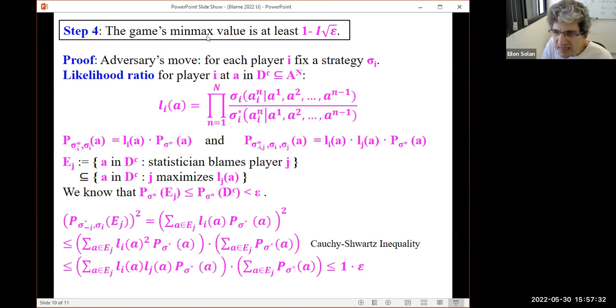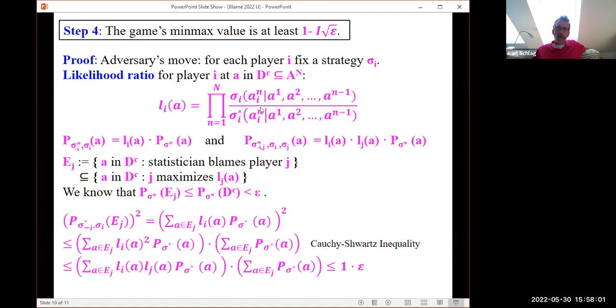To calculate the min-max value, what do we do? Since the value exists, we know that the value is equal to the min-max value. Now, to calculate the min-max value, we say for every strategy of the adversary, we need to show that we have a good response. So we know the deviation. Yes, you know it, and then you can best respond. Yes, thank you. Exactly.